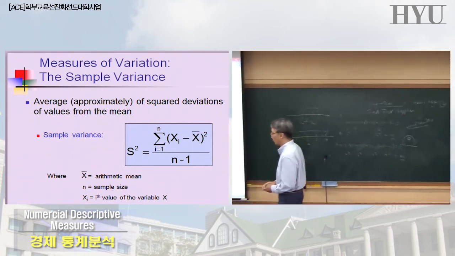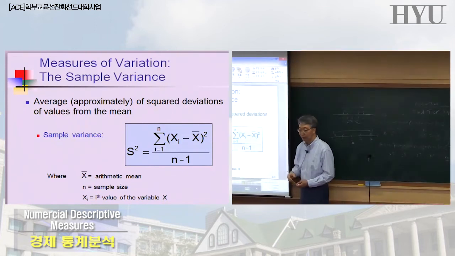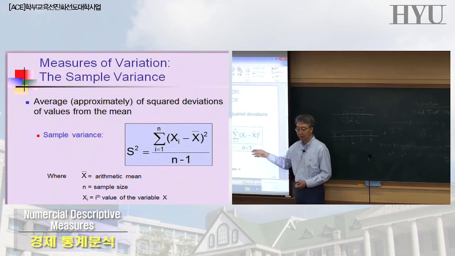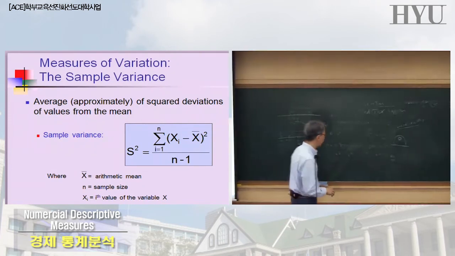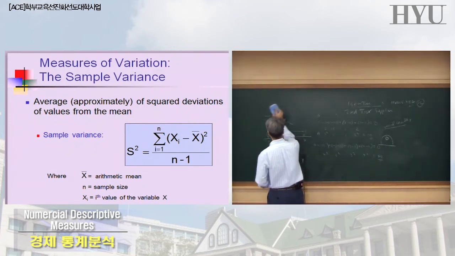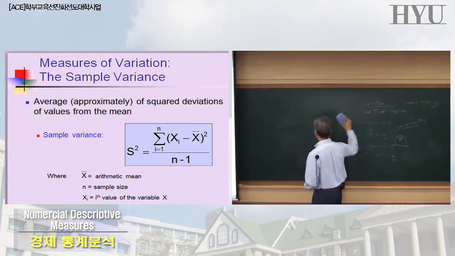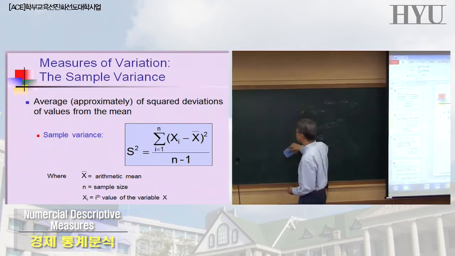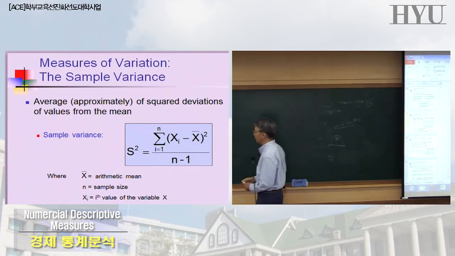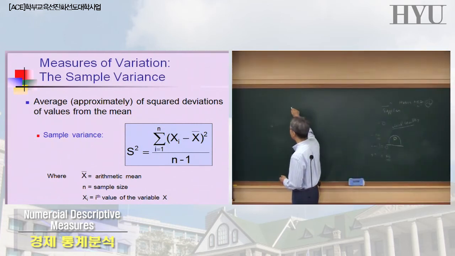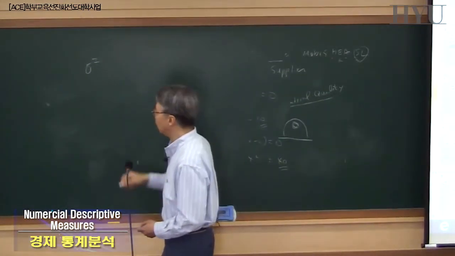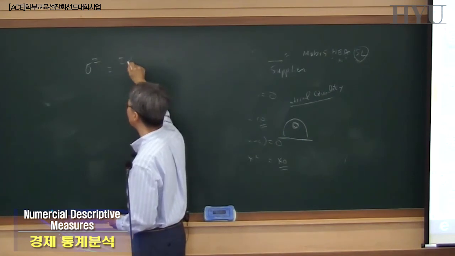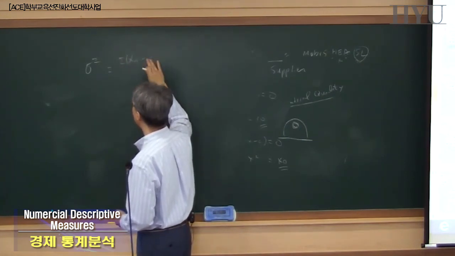Well, here's one problem. Normally, if you calculate an average, you add them up and divide by n, right? But why do we use n minus 1 here? It's strange. Well, we do that only when we are dealing with a sample. Instead of sample variance, we can talk about population variance. We use sigma squared. The formula for sigma squared is the summation of xi minus mu.